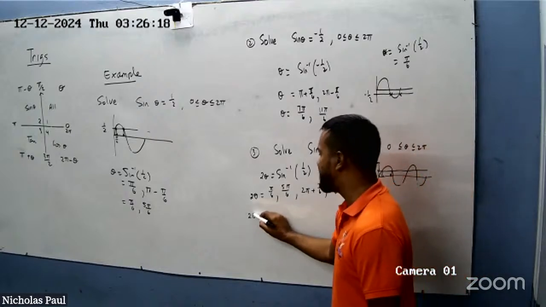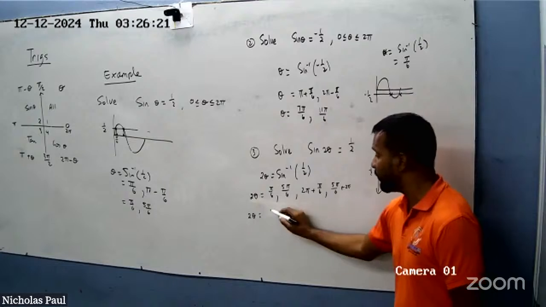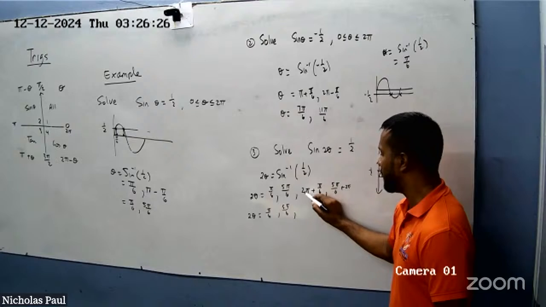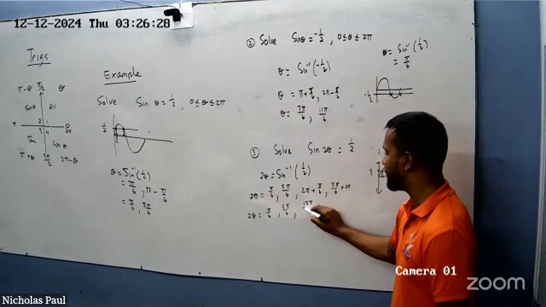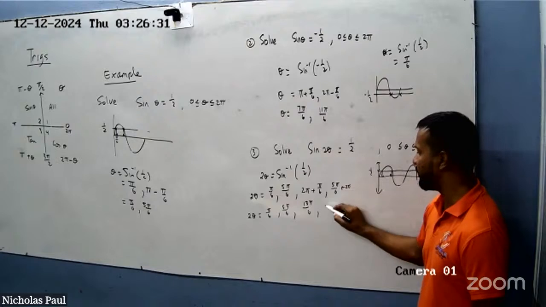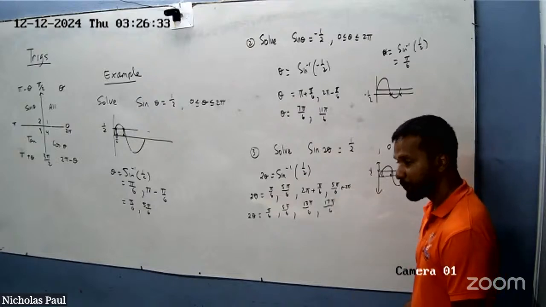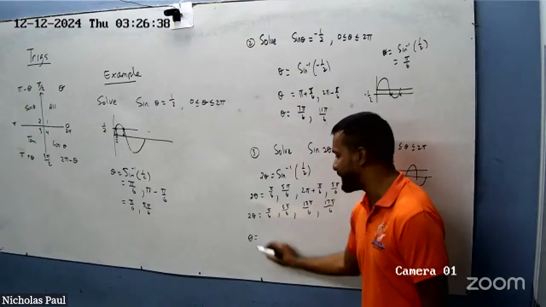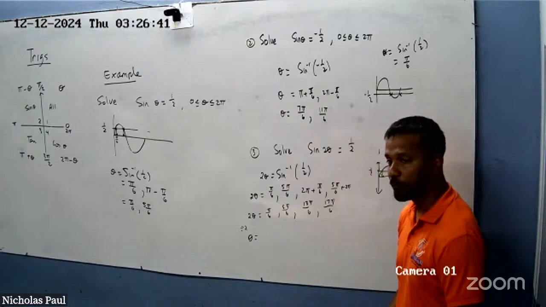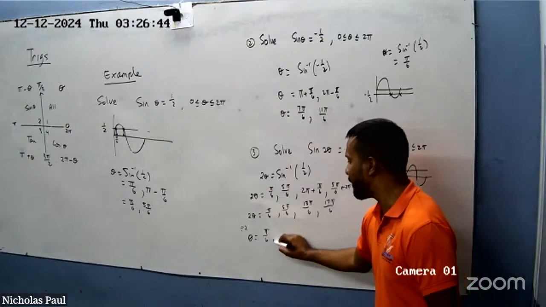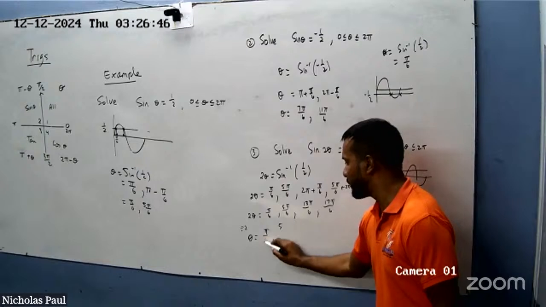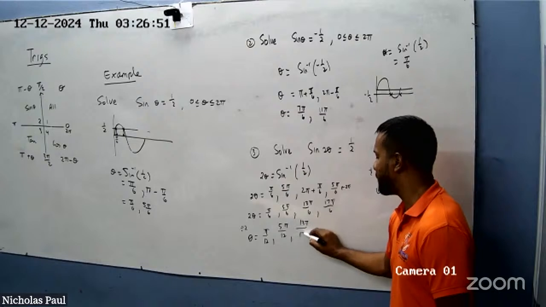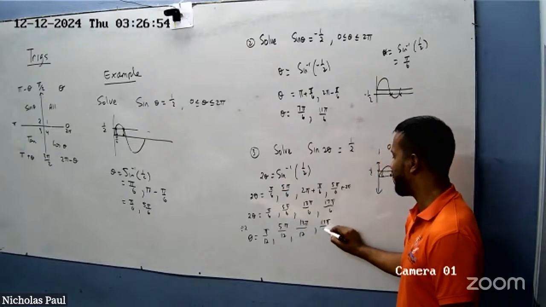So at 2 theta, your 4 answers are pi on 6, 5 pi on 6, 13 pi on 6, and 17 pi on 6. So these are your 4 solutions at 2 theta. So at theta, you have to divide everything by 2. So you will get pi on 12, 5 pi on 12, 13 pi on 12, 17 pi on 12.